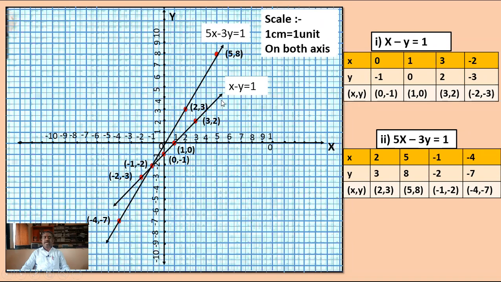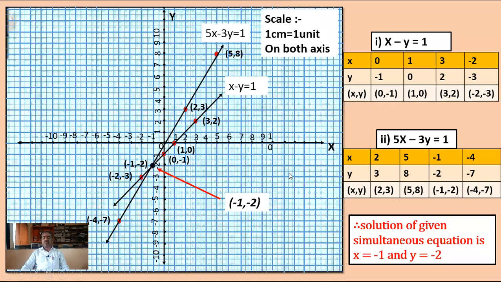When the two lines intersect at this point, this point is the intersection point of the two lines on the graph paper. Therefore, the coordinates of the intersection point are: x coordinate is minus 1 and y coordinate is minus 2. x is equal to minus 1 and y is equal to minus 2 is the solution of the given simultaneous equations. In this way, we find the solution of given simultaneous equations by using the graphical method.